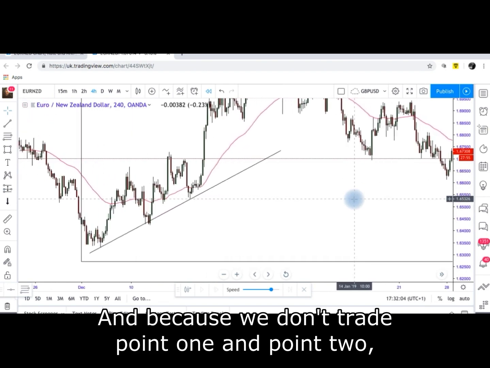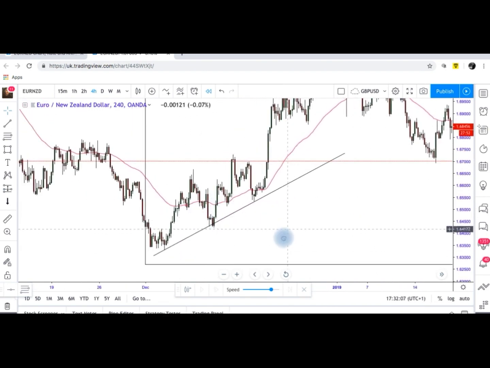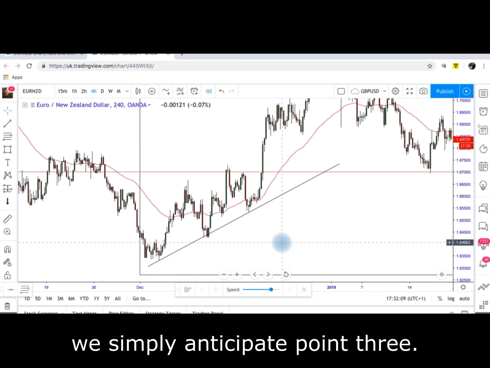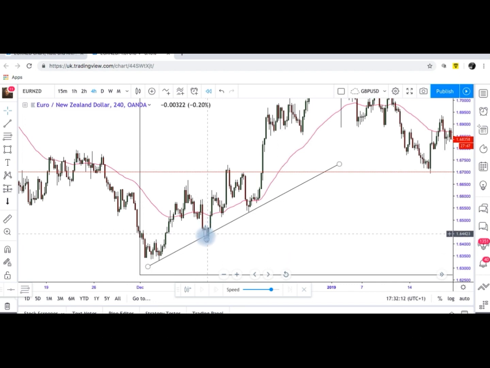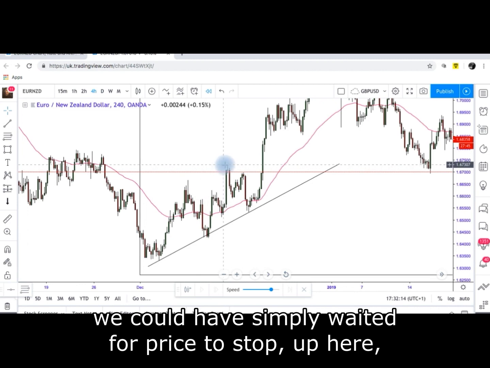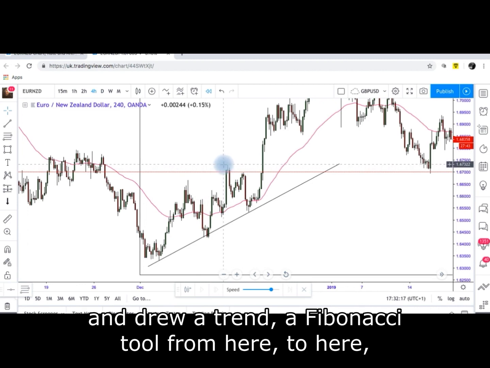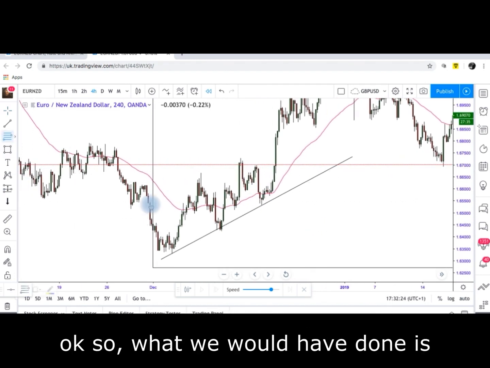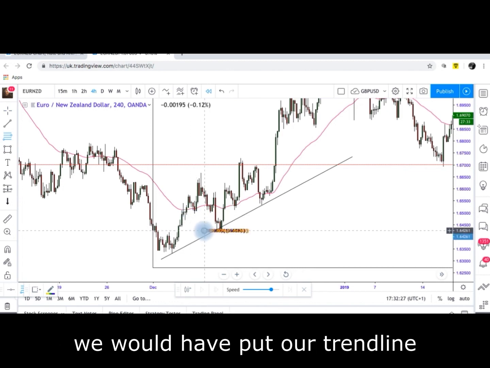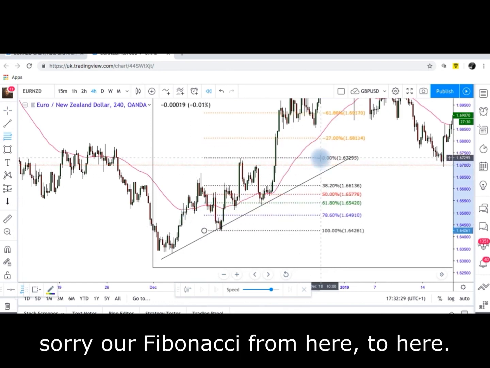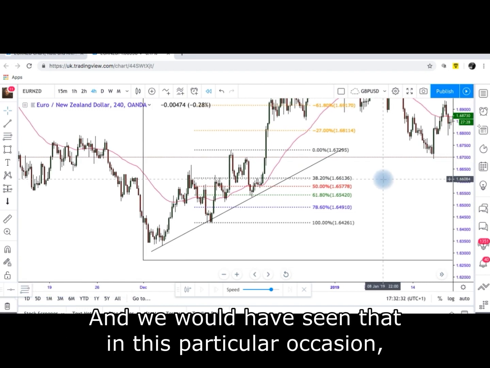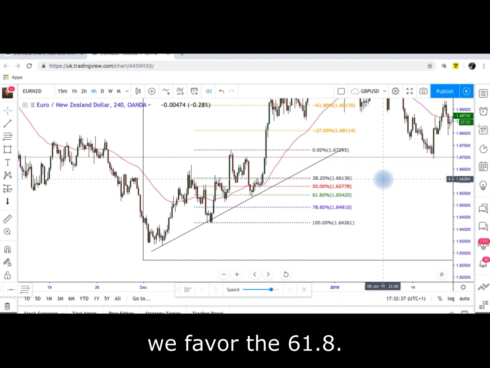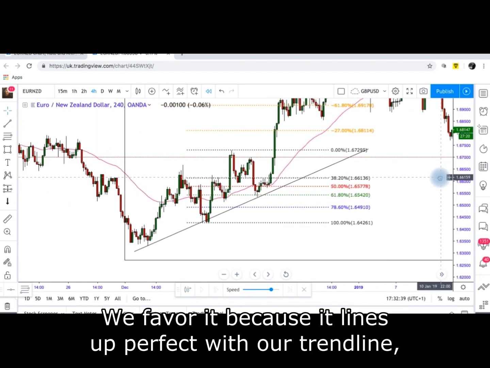Because we don't trade point 1 and point 2, we simply anticipate point 3. When we bounced off point 2, we could have simply waited for price to stop up here and drawn a Fibonacci tool from here to here and anticipated the third touch before it even happened. So we would have put our trend line and our Fibonacci from here to here, and we would have seen that on this occasion we favoured the 61.8. We favour it because it lines up perfectly with our trend line.